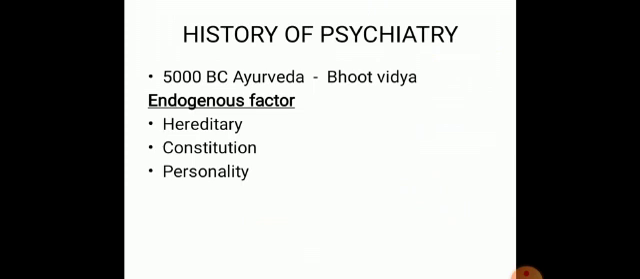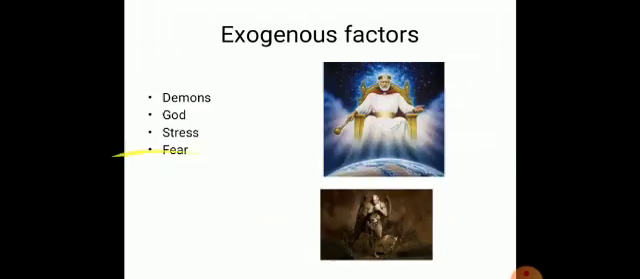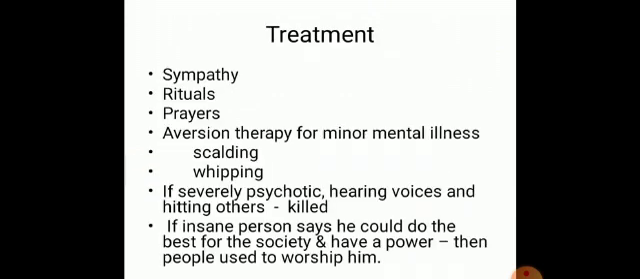Coming to the history of psychiatry, it's an old science and it was known as Bhuta Vaidya in Ayurveda in 5000 BC. The cause for mental illness earlier in Ayurveda was discussed as hereditary, the constitution of the body fluids, which is known as pitta, and the personality. The exogenous factors they were considering were the demons, gods, stress, and fear.